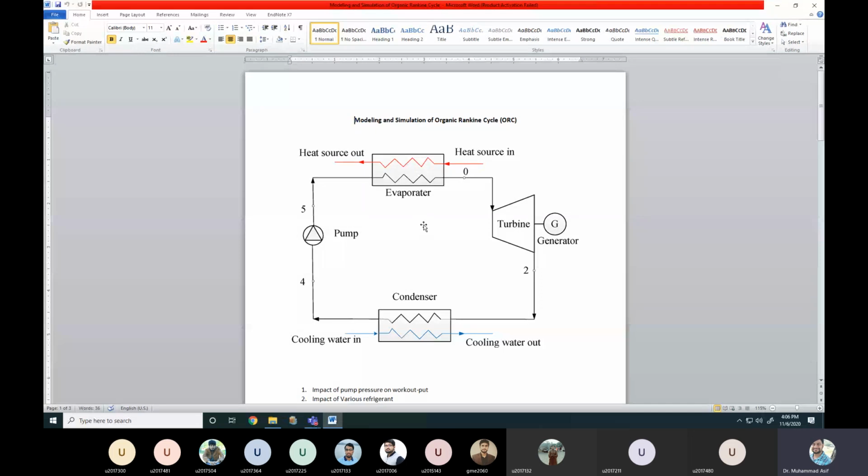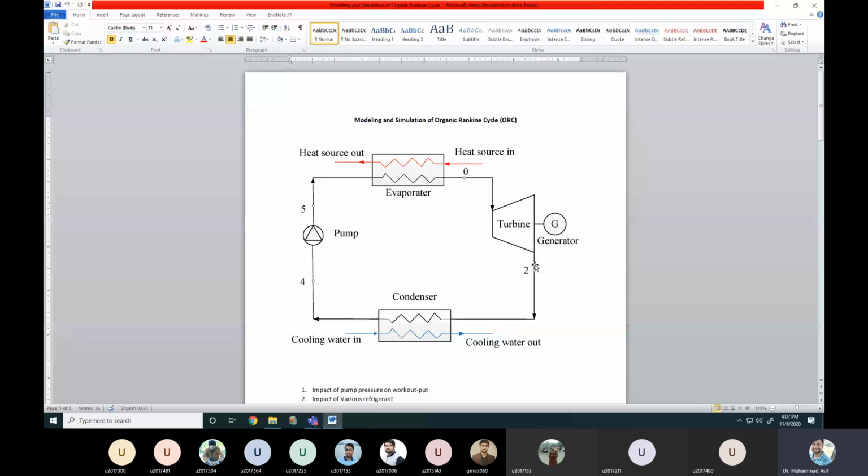So basically, what is happening in the evaporator? The liquid refrigerant enters here, and then that liquid refrigerant gets heated from the heat source. That heat source could be solar energy, it could be the condensate. So the condensate or the heat from the solar energy is provided to the refrigerant. Then that refrigerant vaporizes, it becomes vapor, let's say superheated vapor. Then the superheated vapor drives the turbine, and we get some work output.